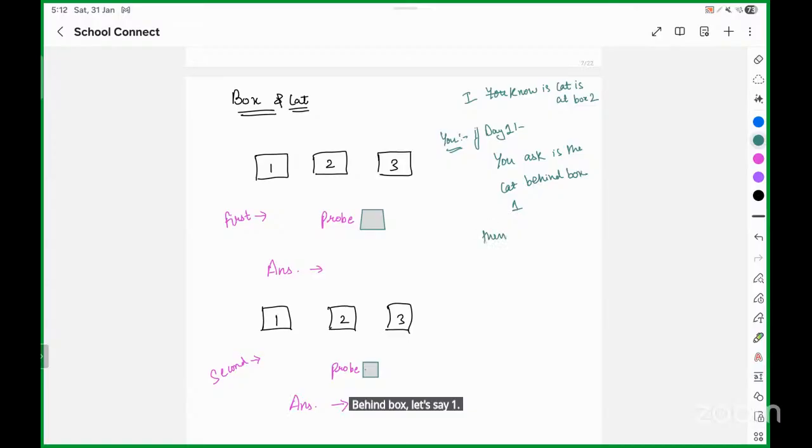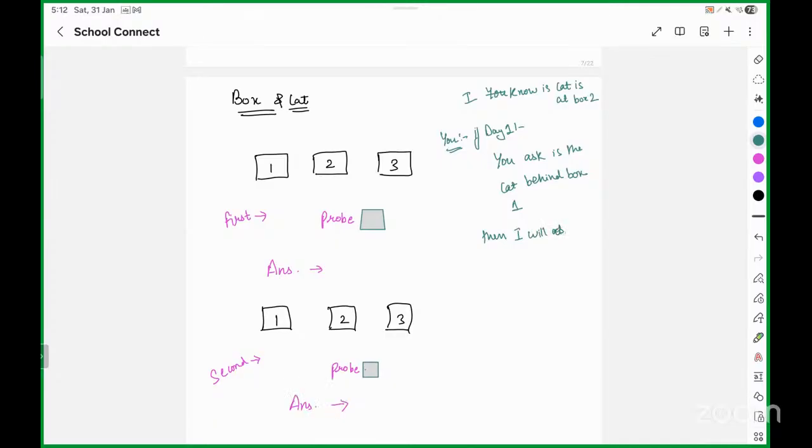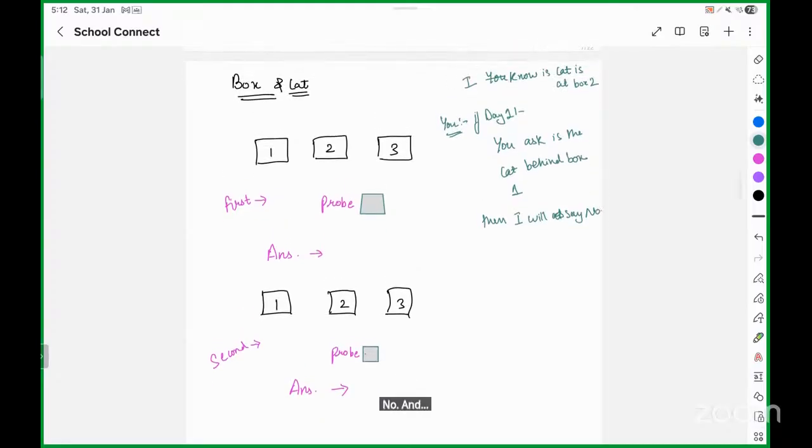Then obviously the cat was not behind box one, so I'll say no. And the cat can now have an option to move towards box one or two because they are adjacent to it. So the cat now, let's say, moves to box one. And on day two, you again have the same question to ask.